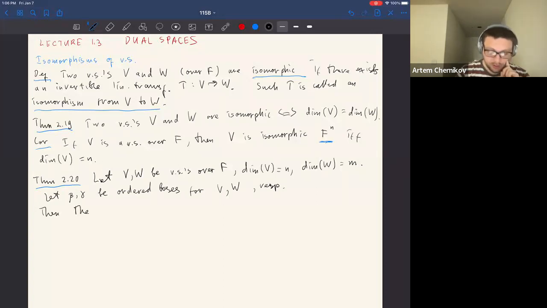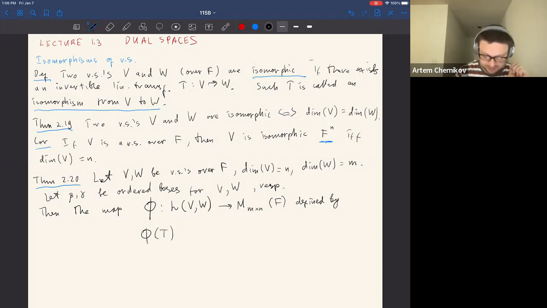Then the map, which we denote as capital phi, capital Greek letter phi, from the vector space of all linear transformations from V to W (remember, we discussed it last time, this is a vector space) to the space of M by N matrices over F. So the map phi is defined by phi of T equal to the matrix representing T with respect to the ordered bases beta and gamma, for all linear transformations T in the vector space L of V, W. Okay, so this map is an isomorphism.